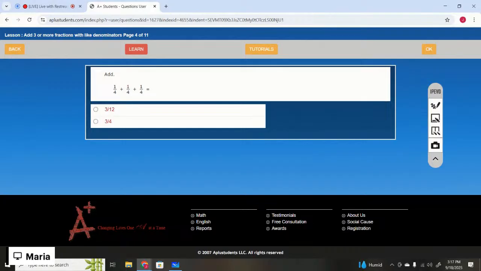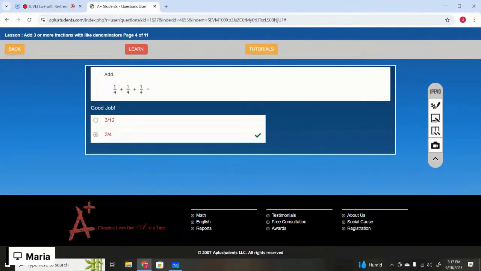Add 1 by 4 plus 1 by 4 plus 1 by 4. You need to add all the numerators. 1 plus 1 plus 1. That is 3 by 4. Option number 2 is the correct option.